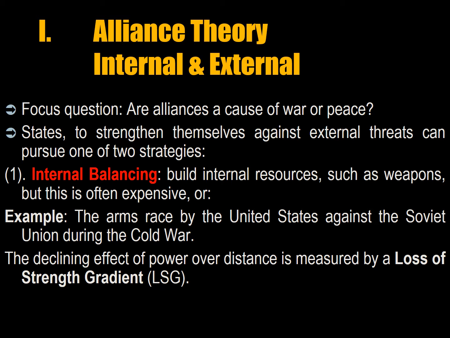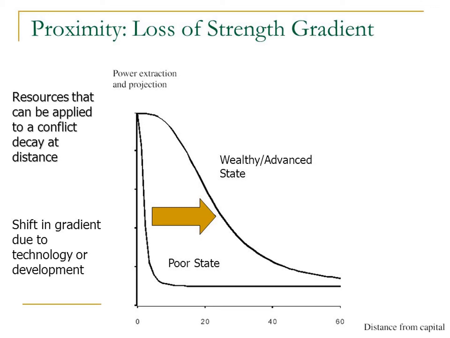For example, the arms race engaged in by the US and the Soviet Union during the Cold War was both an attempt to use their internal resources to strengthen their ability to intervene and protect their allies. The declining effect of power over distance is, as I mentioned earlier, measured by the loss of strength gradient. So here's a very simple graphic representation of it. You can see how a wealthy state has a much longer reach than a poor state. So military force allows states to, if they have to go to war, go to war farther out from their territory and not inside their territory.